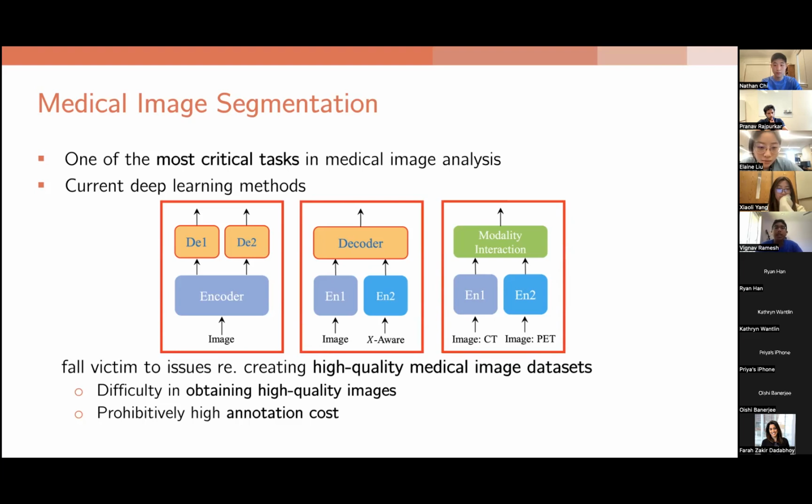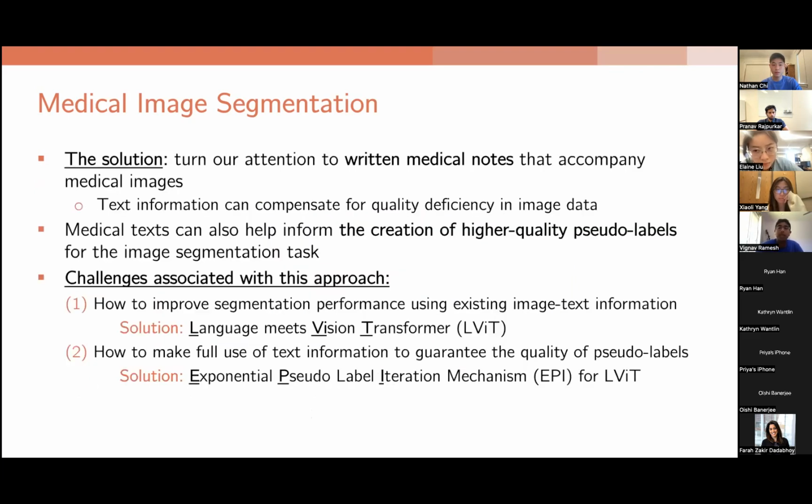But the problem with this is these deep learning models fall victim to two inherent issues concerning the creation of high quality medical image datasets, which are the difficulty in obtaining high quality images and the prohibitively high cost of data annotation. Since these issues make it challenging to improve the quantity and quality of medical images themselves, the idea of the LViT paper is to use complementary and easy to access text information to make up for the quality defects of medical images.